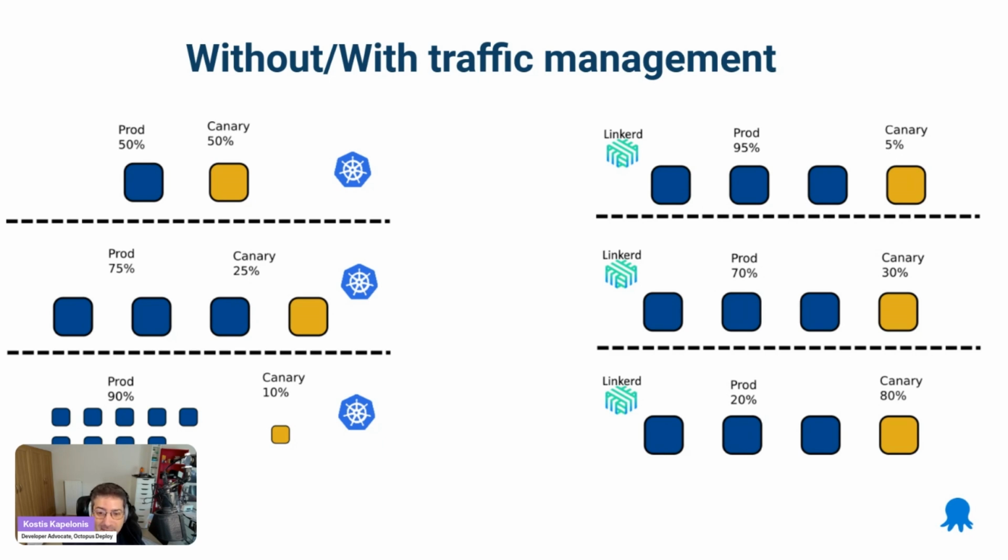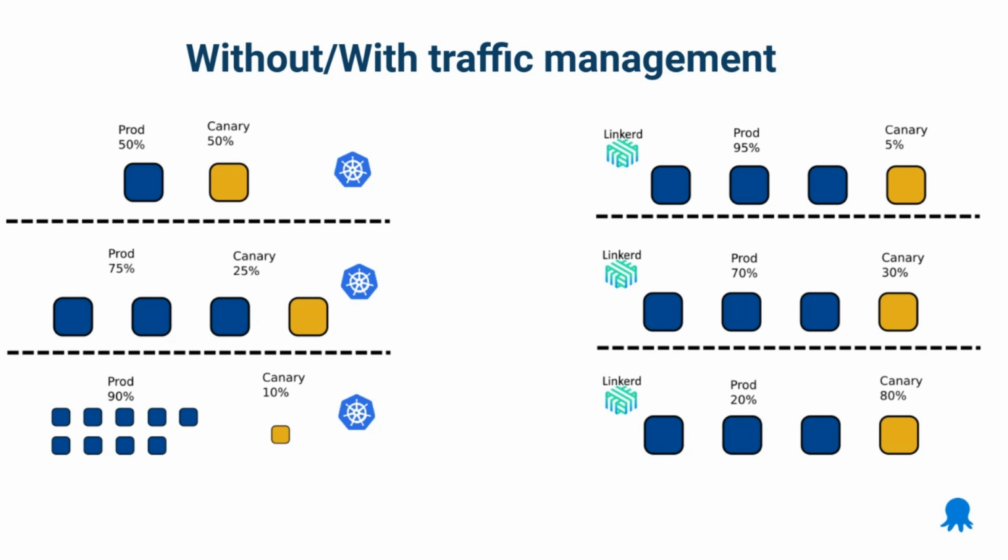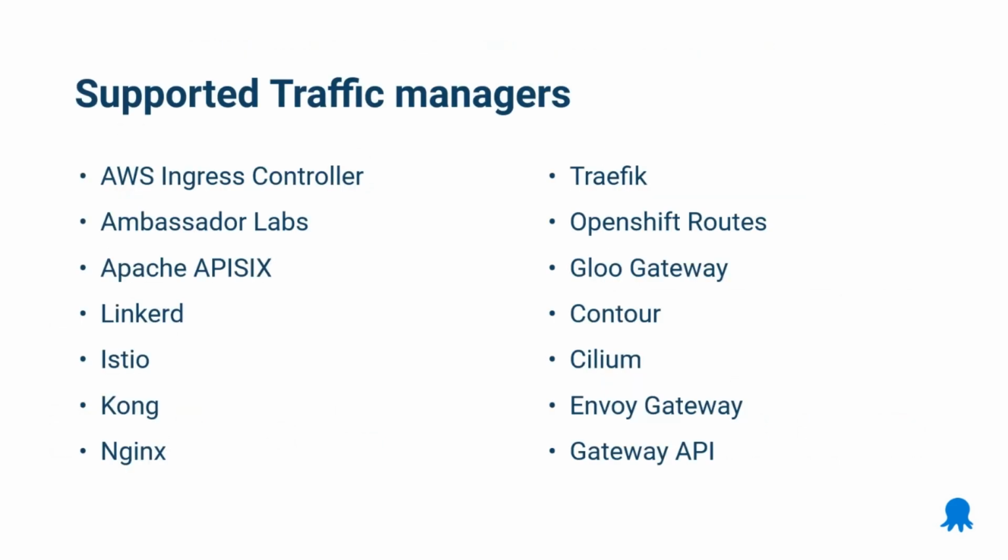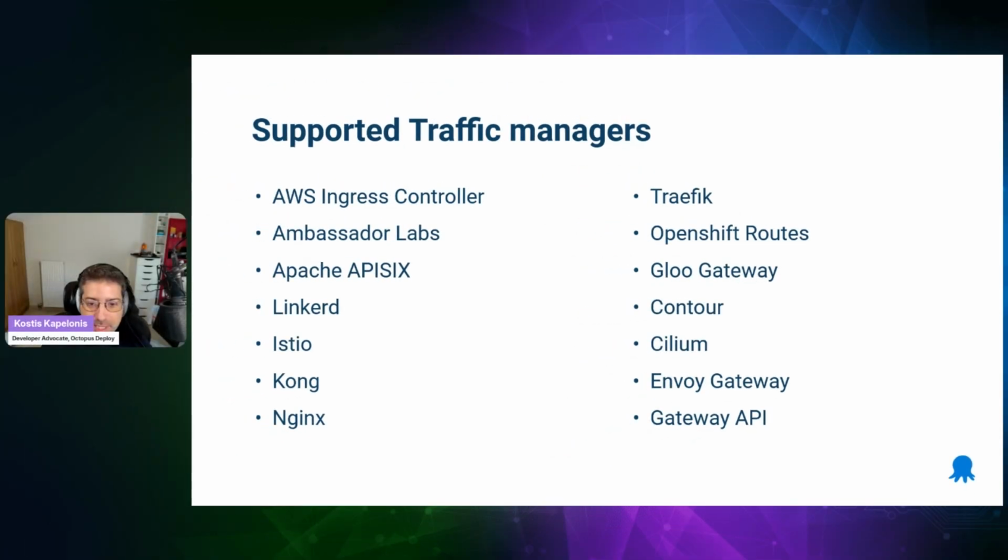If you use a traffic manager, and Linkerd is just an example, then you can do whatever you want with the traffic. The number of pods doesn't matter. You can say specifically, I want this amount of traffic to go to the new pods, regardless of what is the number of pods. So this is a bit more powerful, and you can decide what is the exact capacity that you are going to use for the new version. So out of the box, Argo Rollouts supports several traffic providers that you can use, and you can see here it's the most popular ones.